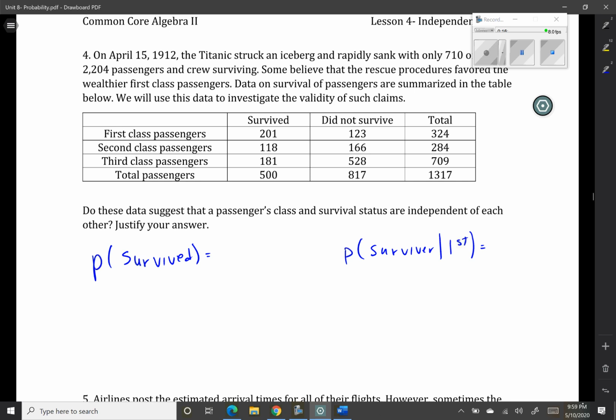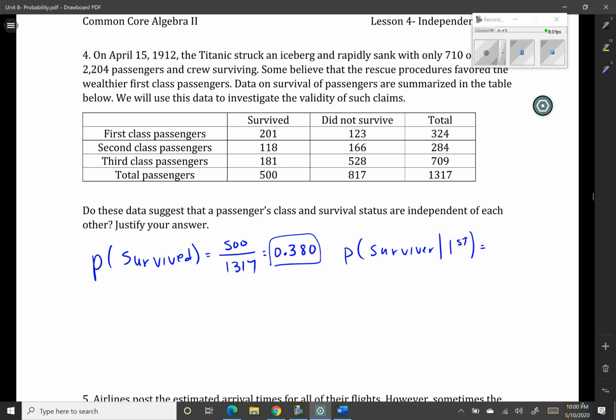So the probability of surviving. Out of the total of 1,317 passengers, there were 500 of them that survived. So if I type that into my calculator, I get a decimal here of 0.380. Now, what that tells me is there's about a 38% chance if you were on the Titanic and I randomly chose you as a passenger, not considering what class you were, that you would have a 38% chance of being one of the survivors of this horrible crash.